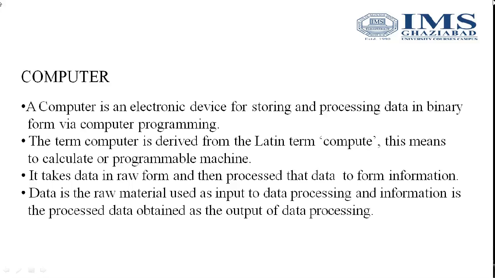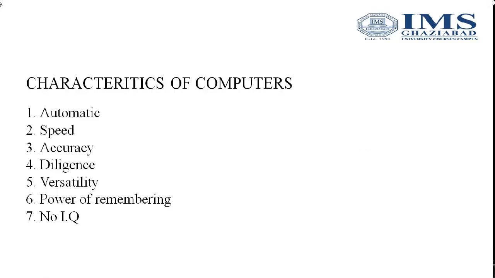As I told you earlier, it takes data in raw form. Whatever data you are providing to the computer is in raw form, meaning it is not in manageable form. But when you apply a process to that data, whatever process you want the computer to perform, after processing the data it becomes information. So data is the raw material used as input to data processing. Input means whatever you are providing to the computer to get it processed, and information is the processed data obtained as the output of data processing. Whatever information you get after the data is processed is called your output.